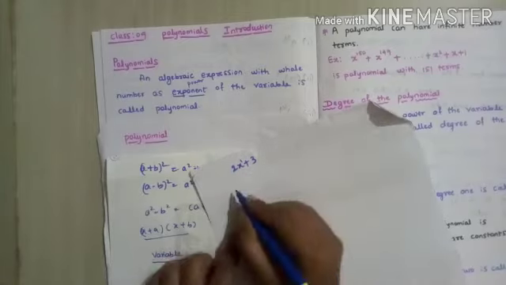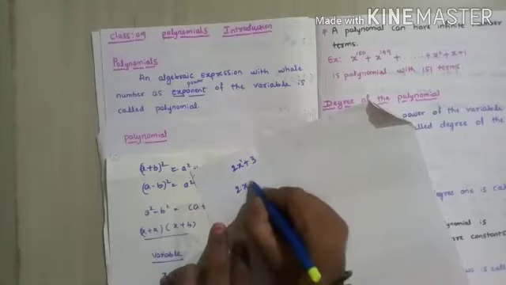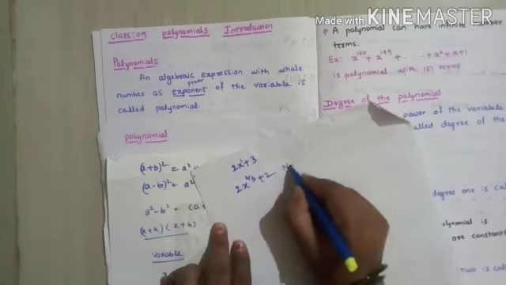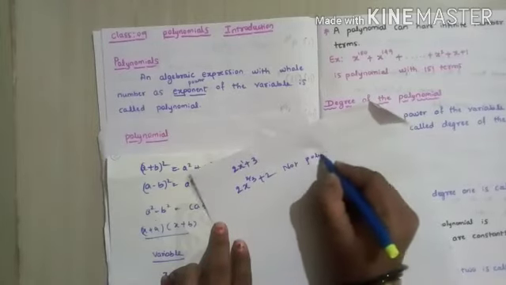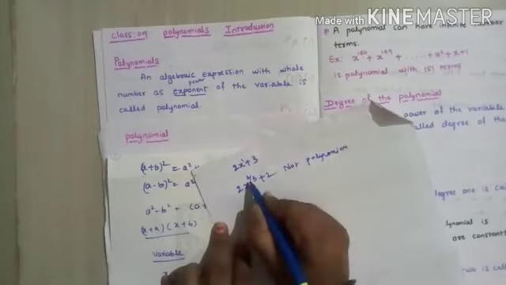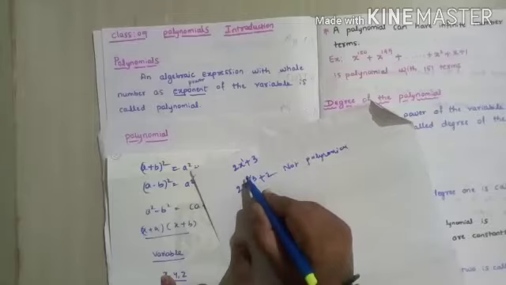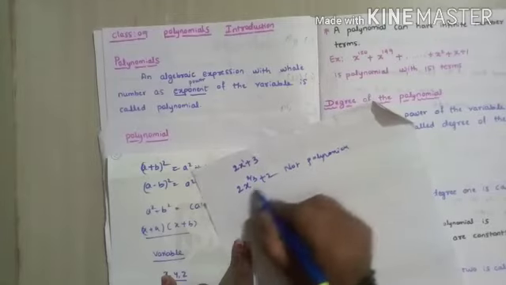Okay. For example, in one more expression I will write 2x to the power of 2 by 3 plus 2. This is not a polynomial. Why is it not a polynomial? Because here x to the power of 2 by 3 is not a whole number. Here the variable power should be a whole number. Then only we can say it is a polynomial.